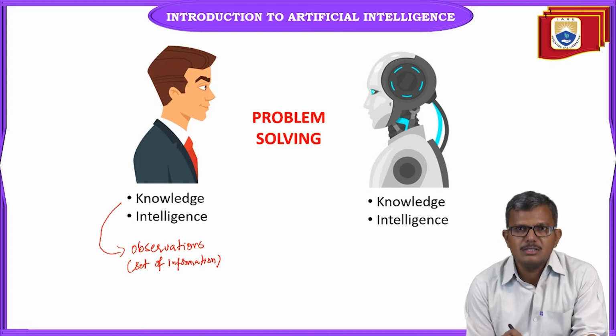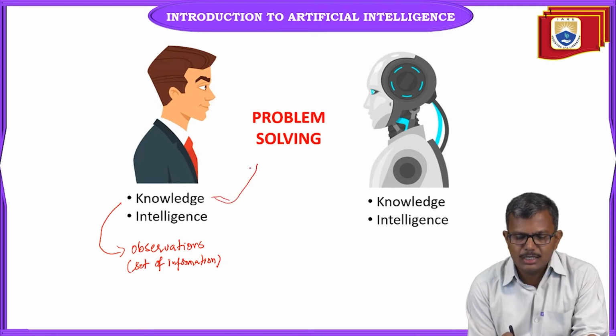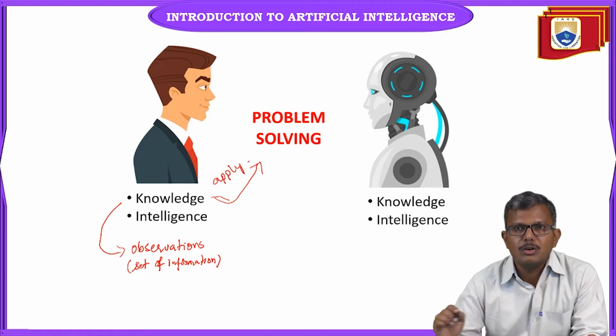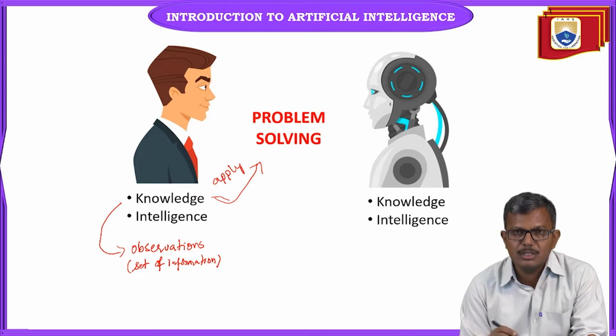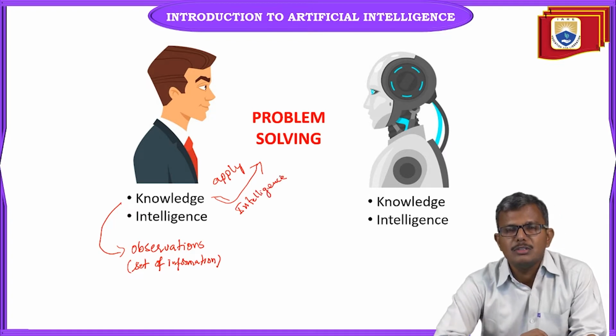Whenever this knowledge is acquired by the human, then he can go for applying that knowledge in order to solve a particular problem. Means knowledge is going to be applied to solve a specific problem. Whenever the user is applying this knowledge, we say that it is intelligence. Means the human is exhibiting intelligence in order to solve the problem. Means the primary criterion required to solve these problems is acquiring knowledge.